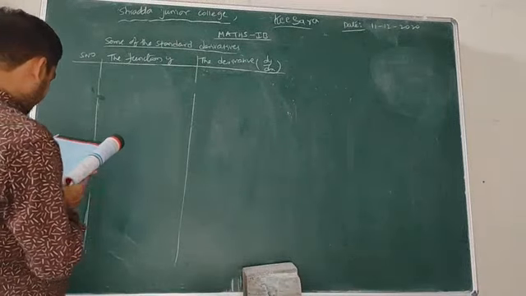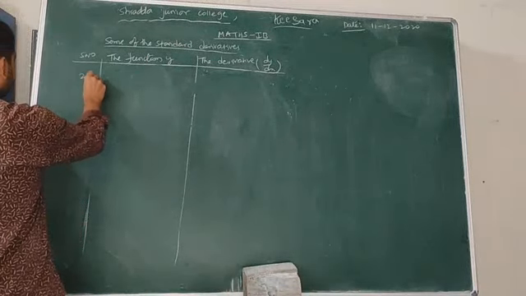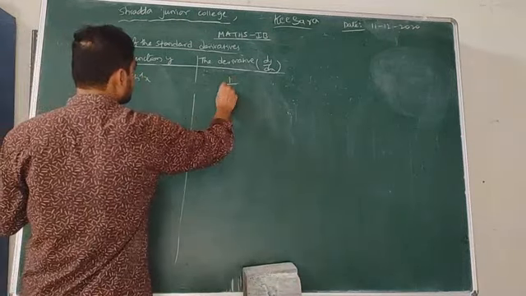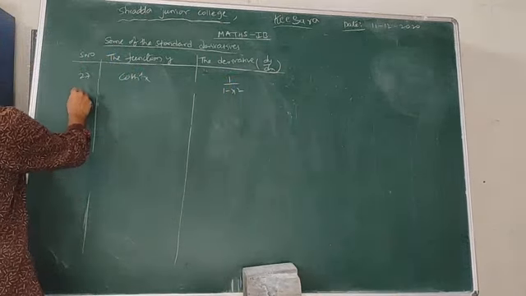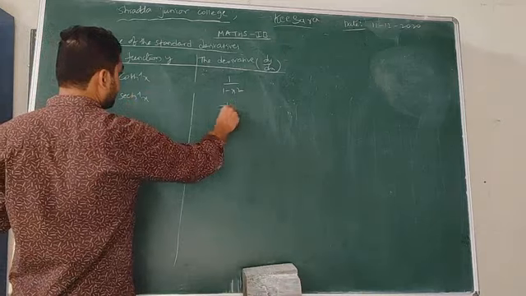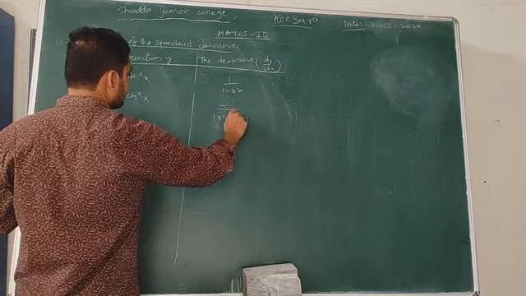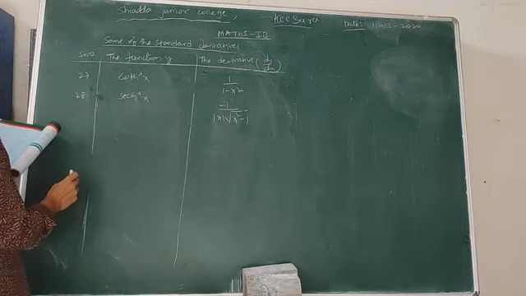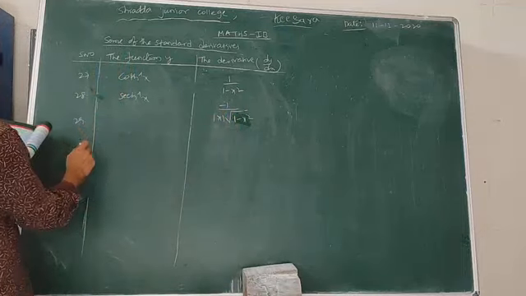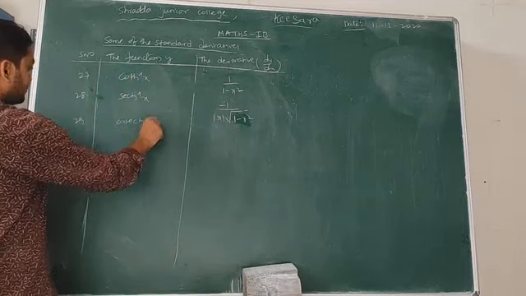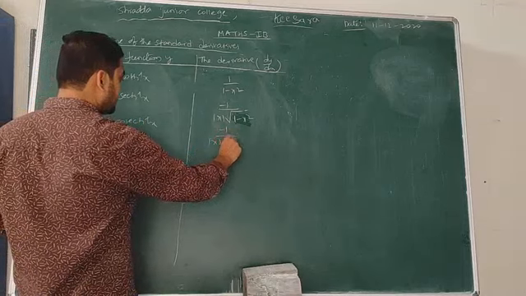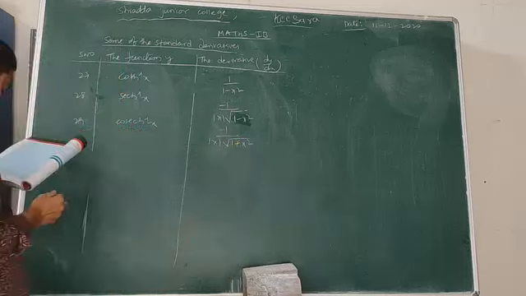Next, see, coth inverse x, 1 by 1 minus x square. Next, sech inverse x, minus 1 by mod x into square root of 1 minus x square. And next, see, cosech inverse x, minus 1 by mod x into root 1 plus x square.